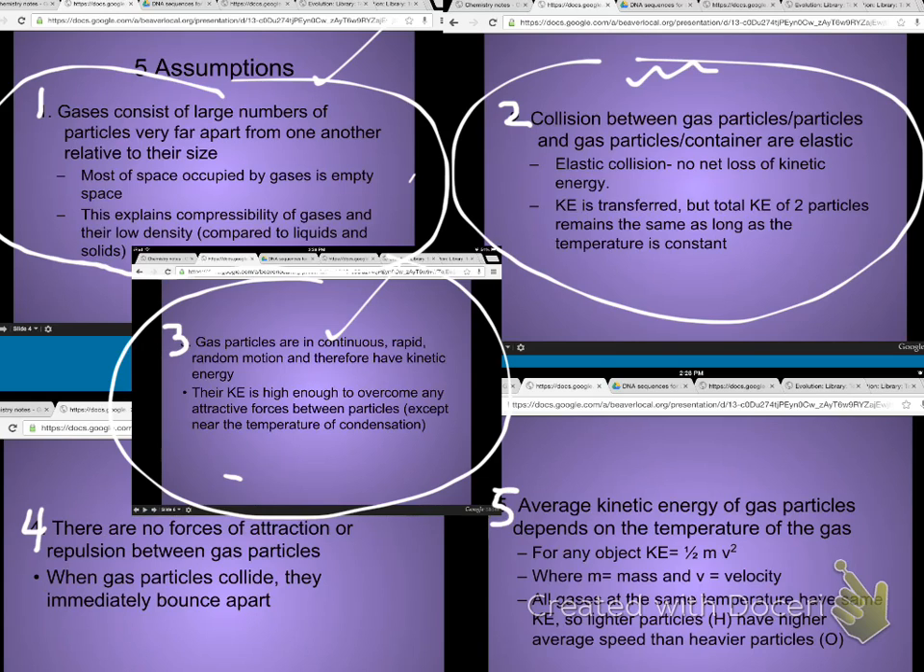Number 4. This one is a little bit shakier. No forces of attraction or repulsion between gas particles. When gas particles collide, they immediately bounce apart. So I don't know if you're aware of this. I don't think that you do theory of gravitational attraction in physical science. Here's what I'm going to tell you, and it's earth-shattering. Any two objects that have mass, even single atoms, have an attractive force between them.